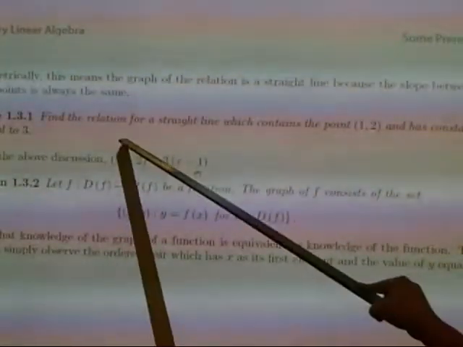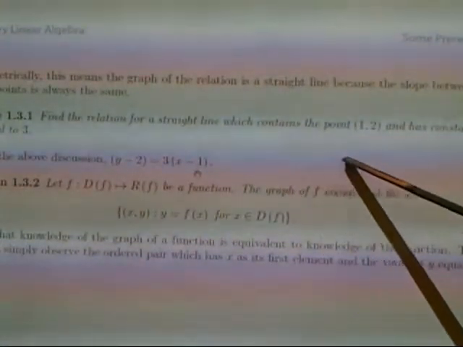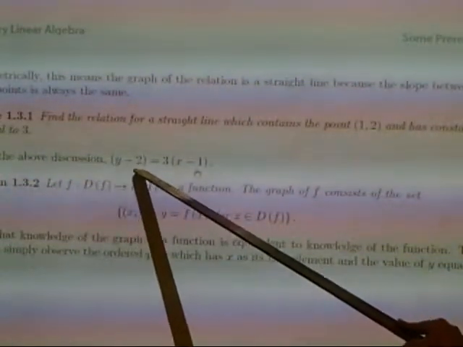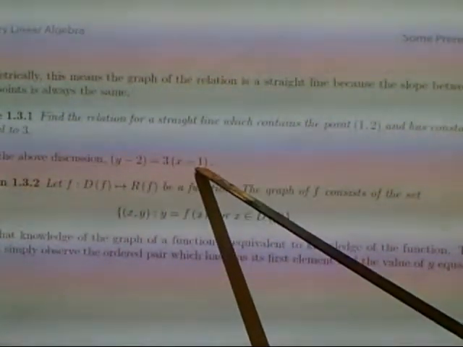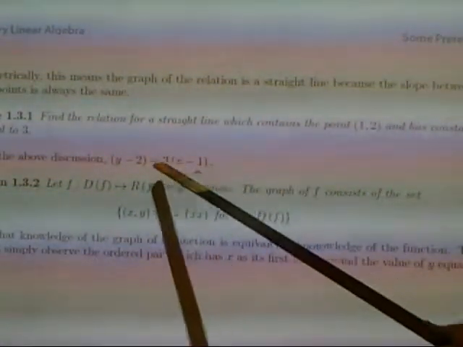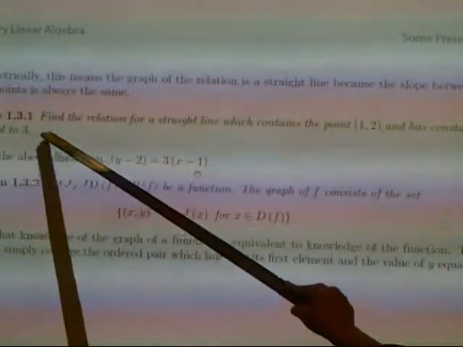So in this case, I find a relationship for the straight line which passes through the point (1, 2) and has a constant slope equal to 3. So in this case, we write down the equation y minus 2 equal to 3 multiplied by x minus 1, because of the y1 here, y2 here, and the constant slope 3 is this one.